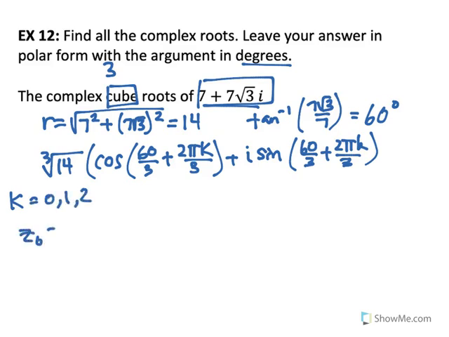So to find our z sub 0 term, the cube root of 14 stays the same. We can't reduce that. You will find that some of those you can reduce. 60 divided by 3 simplifies to 20. If I put 0 in there, 0 times 2 pi is 0, 0 divided by 3 is 0, then I'm just left with 20 plus 0, so it's 20 degrees.